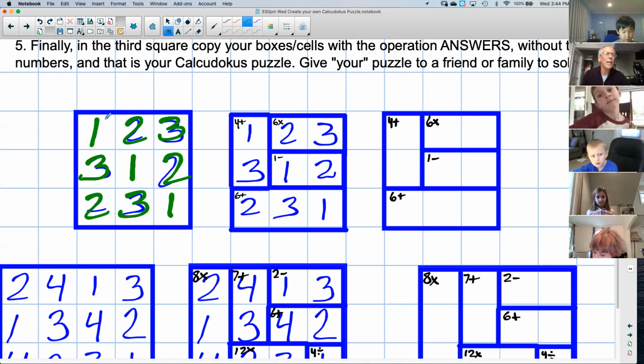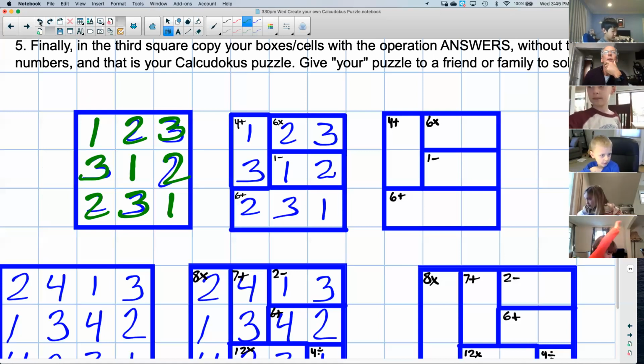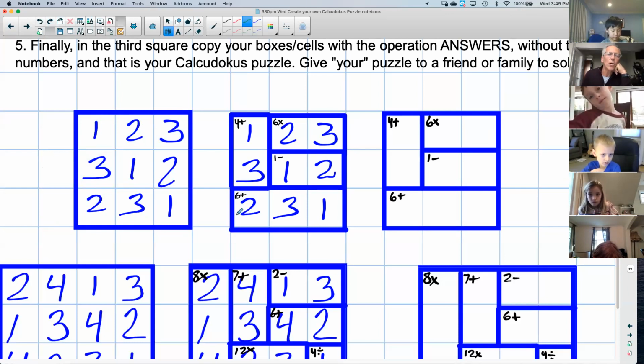Are there any violations of 2 of the same numbers in a row or 2 of the same numbers in a column? Who's testing that? And Brennan, what did you come up with? I don't see any mistake. So there's no mistake. So now watch what I do.